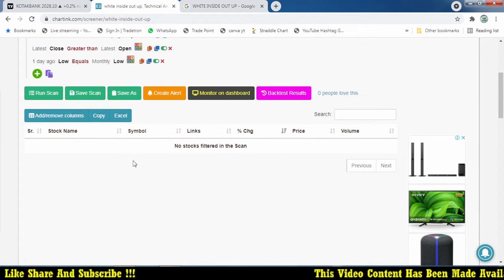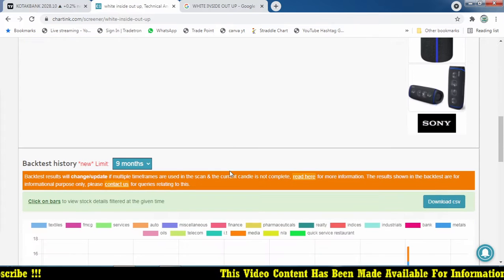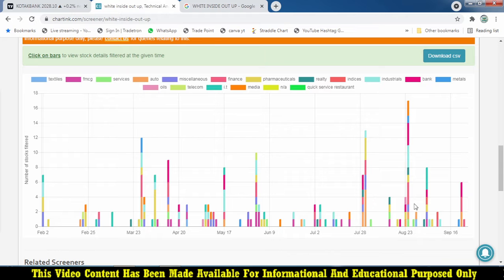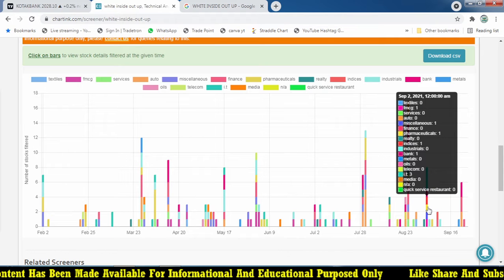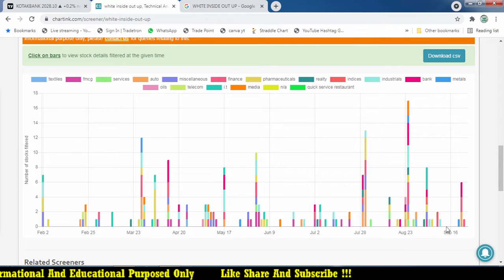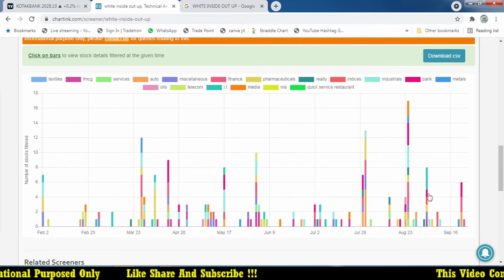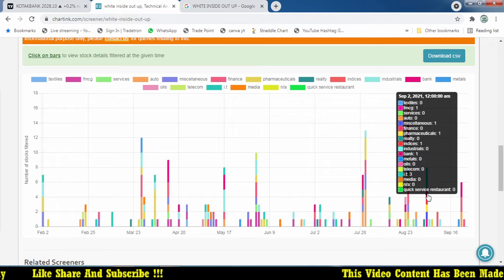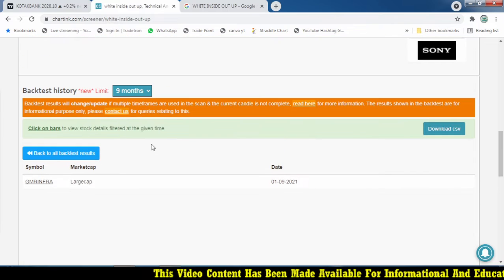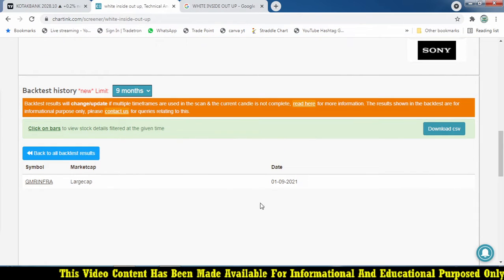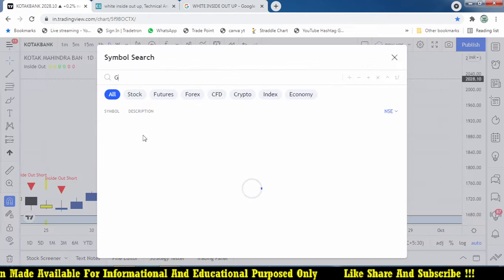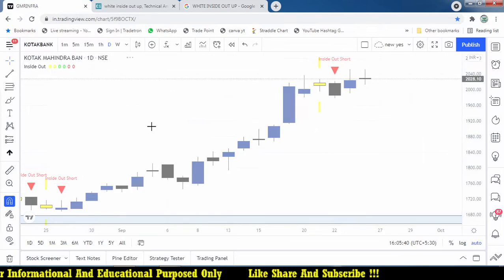Now I have run the scan. We don't get any stocks for tomorrow, that is Monday. For this September month, from September 1, 2, 3, 4, 5, 6, 7, 8, we got this kind of pattern on only eight days. On September 1st we have only one stock, GMR Infra, but the stock value is very low, so I don't go for this stock. Let's still check GMR Infra and see what happened.